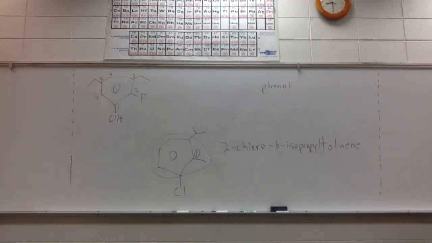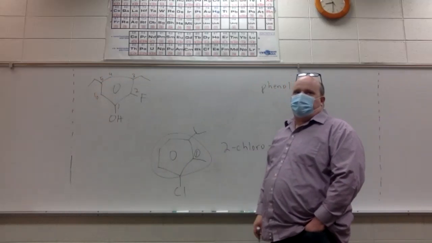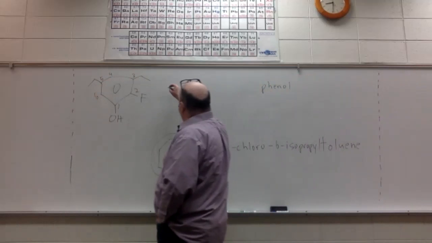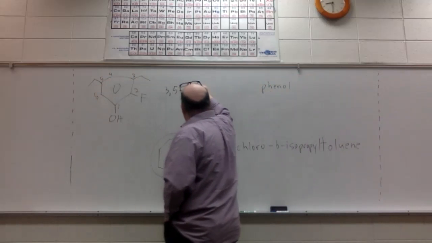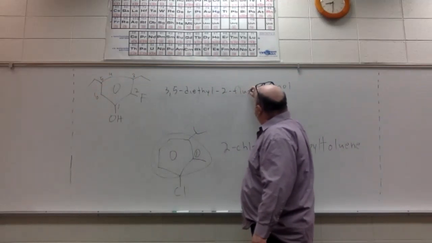So there, now all you got to do is put everything together, right? We have diethyl, so we're going to use E for ethyl as opposed to F for fluoro. So we're going to write that first. 3,5-diethyl-2-fluoro.